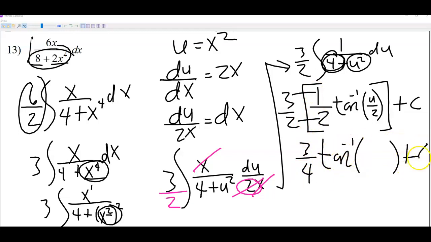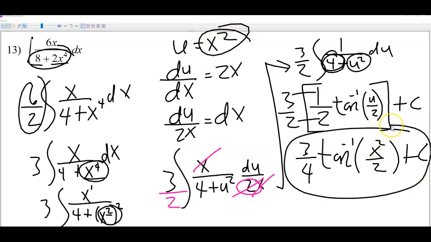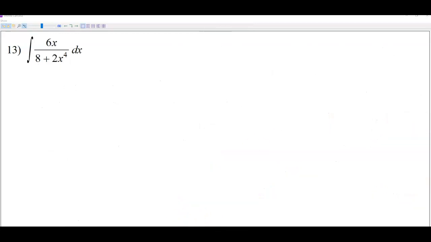And we also need to replace our u with what we had earlier. u was x squared. And there you have it. So that'll be our final answer there. Go ahead and take a look at our next one, number 14.